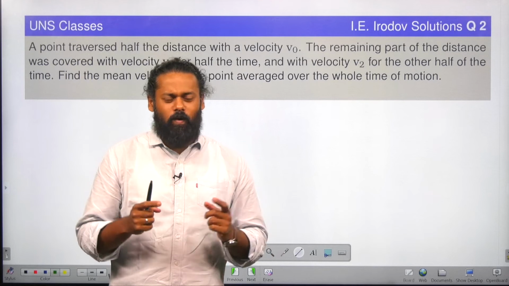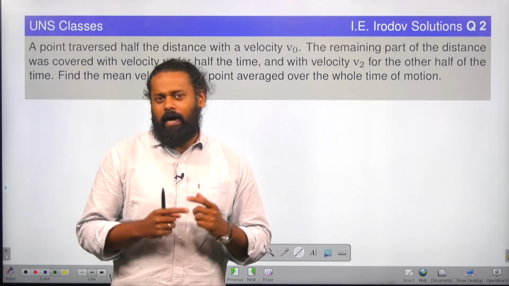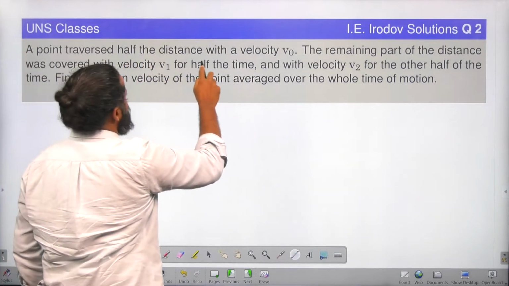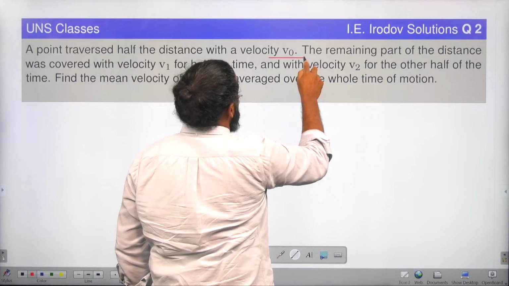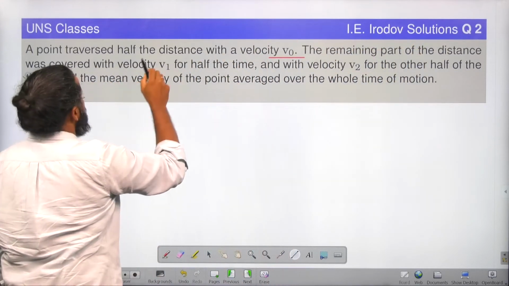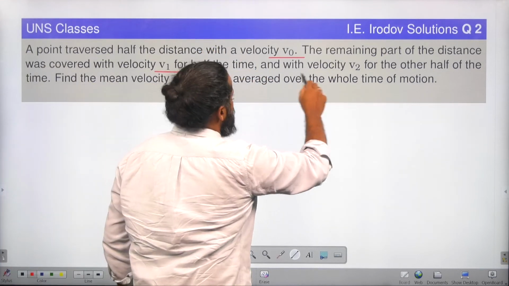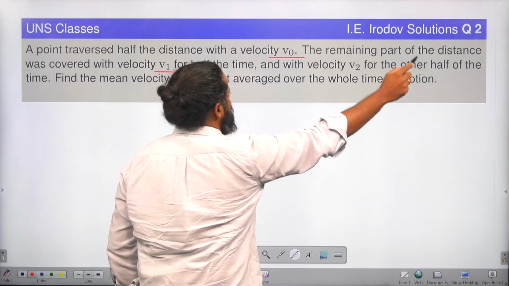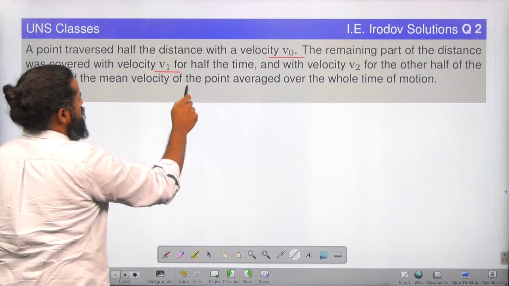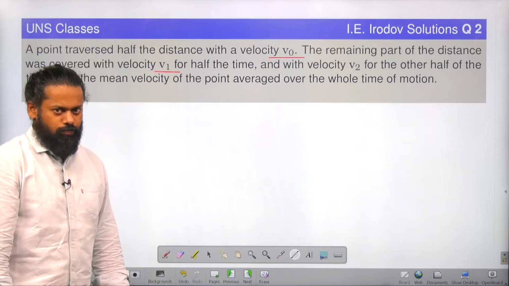Today we are going to solve the second problem from the Problems in General Physics by I.E. Irodov. See the question. A point traversed half the distance with a velocity v0. The remaining part of the distance was covered with velocity v1 for half the time and with velocity v2 for the other half of the time. Find the mean velocity of the point averaged over the whole time of motion.